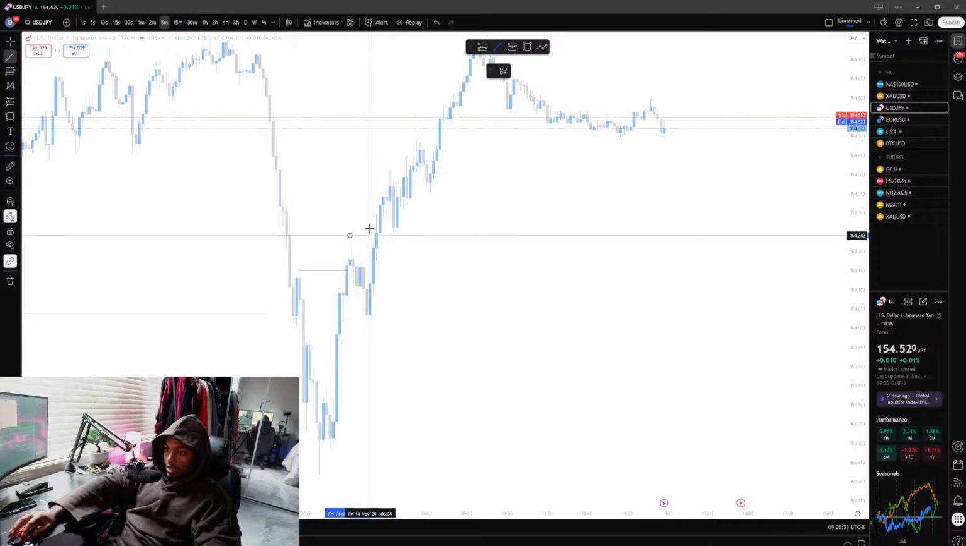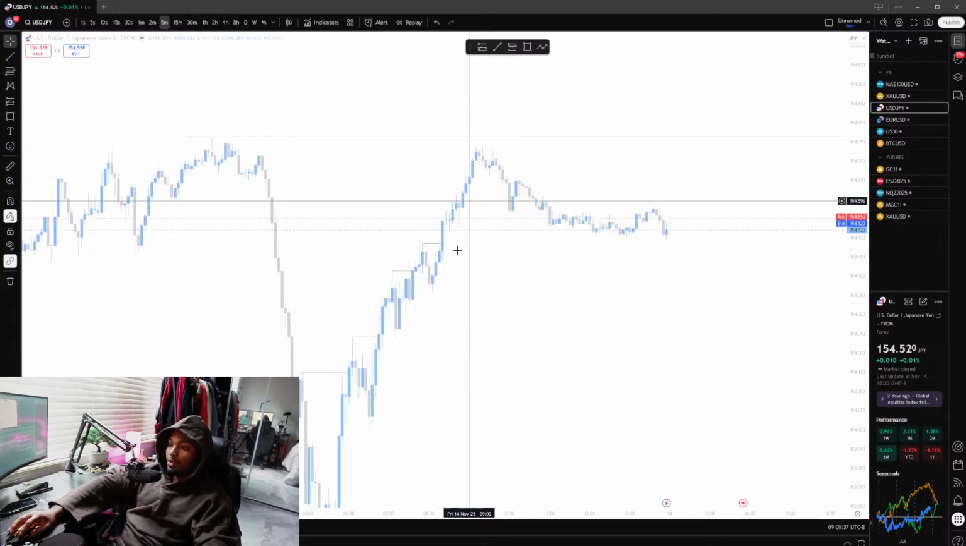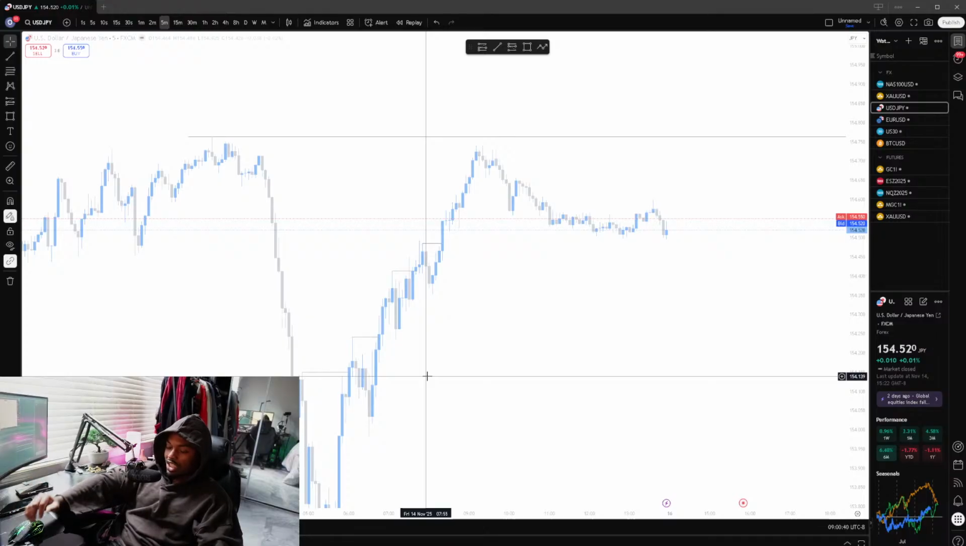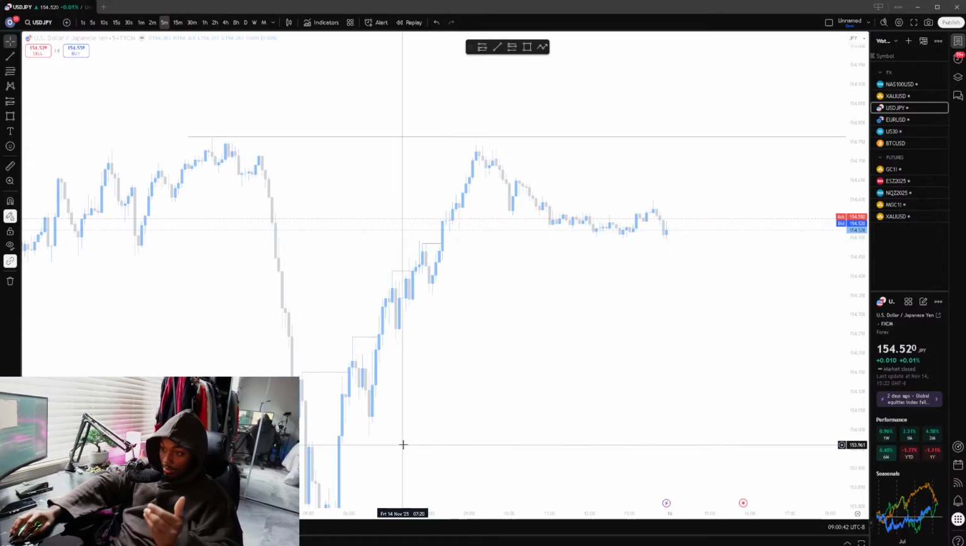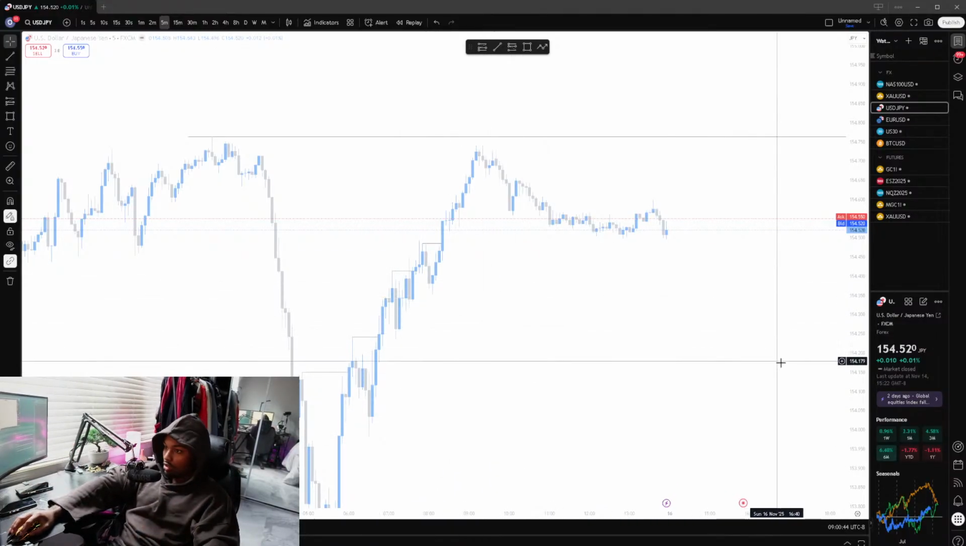Have a break above this high. So B1, B2, B3, B4. So 4 breaks to the top side. What is that showing us? Clear accumulation, momentum, bullishness. Okay.